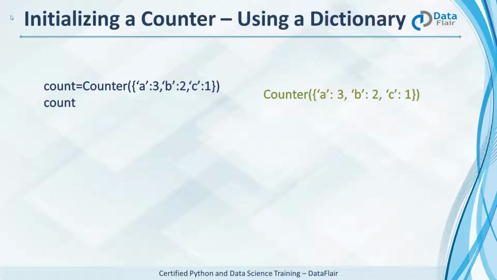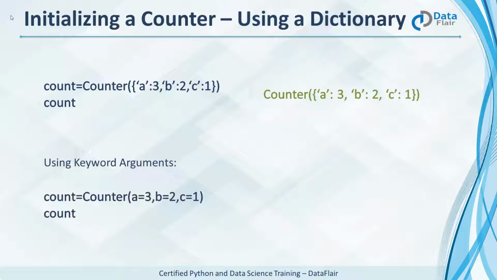Let's use a dictionary to initialize this. We can also use keyword arguments to do this. Here, we declare the counts for A, B, and C to be 3, 2, and 1 respectively.